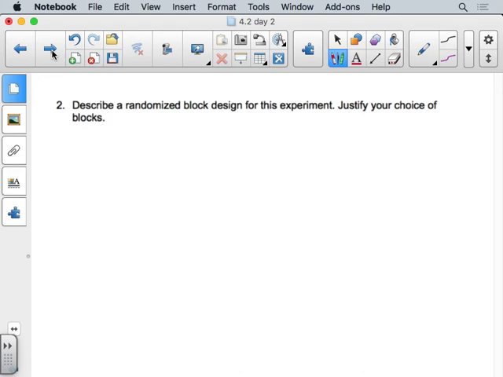Alright, number 2, a block design for the experiment. Justify your choice of blocks. So I want to split people into some sort of group that I think will make a difference on whether they are going to watch this Jane Austen TV series. Could you do age? Okay, yeah, maybe older people want to watch her versus others. That's not a bad one. Age. Gender? Yeah, maybe gender.